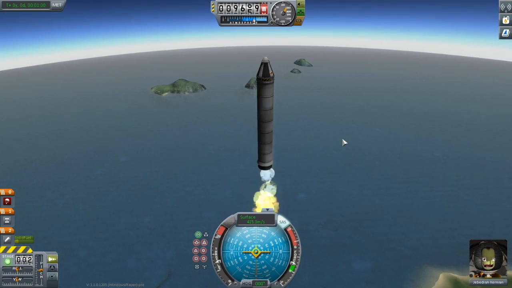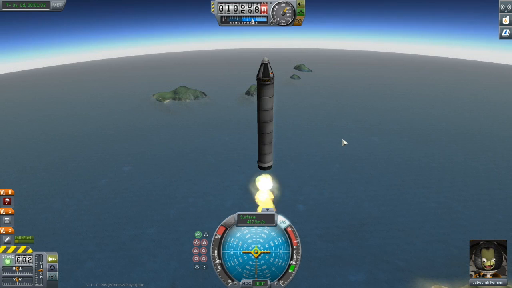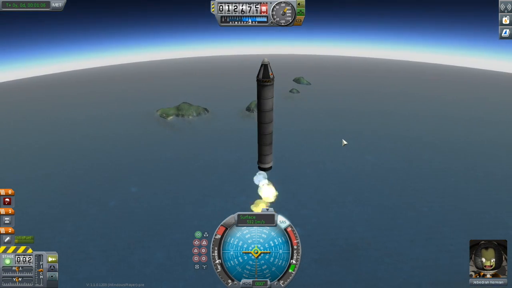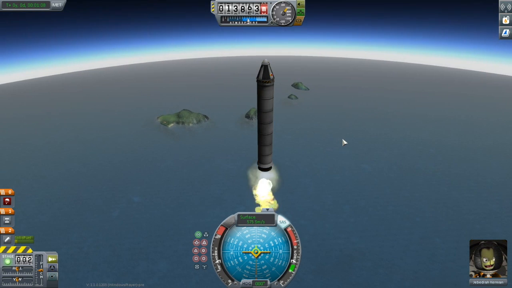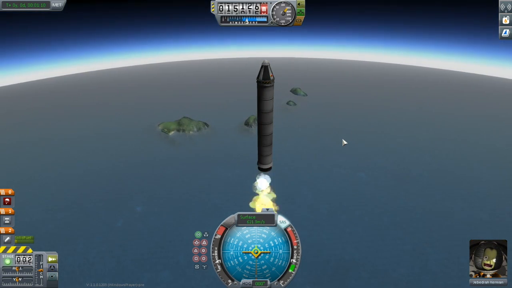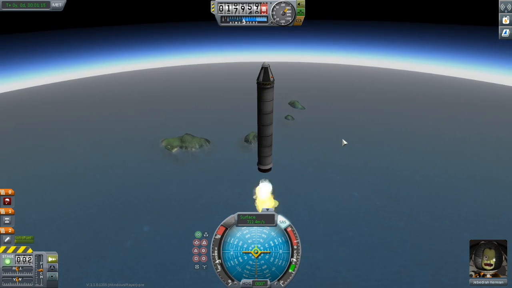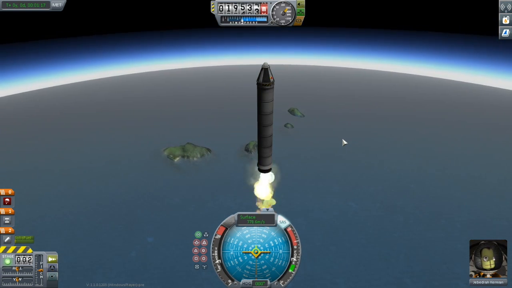Back in the VAB, I adjusted the thrust to 37%, which seems like an oddly specific number. Well, it was, because I worked out previously what would be a good number to set my thrust at. So let me show you how to calculate that yourself. But first, we need to look at thrust a little more closely.